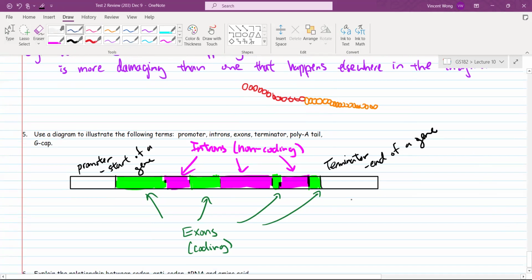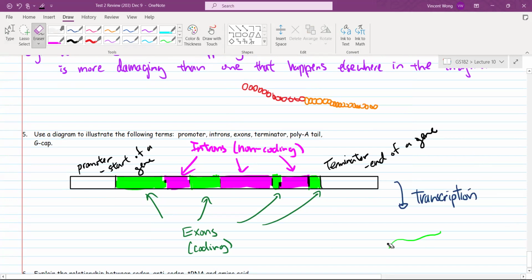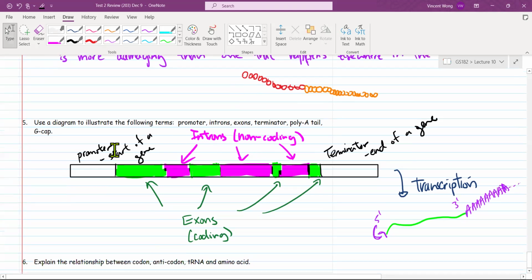Okay. So you're gonna go ahead and do transcription. And let's say you've removed everything already, so you only have the green stuff. To increase stability, you're gonna have to put a G cap here on the 5' end, and then on the 3' end, you're gonna put a bunch of A's. Okay, the poly A tail, right? So that's where all the terms fit.